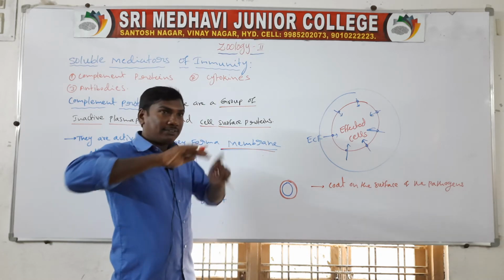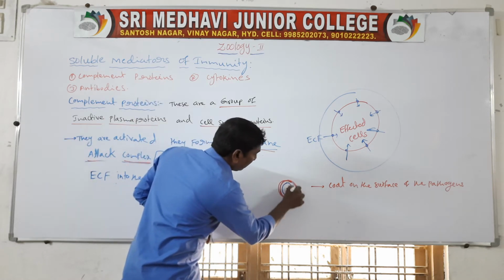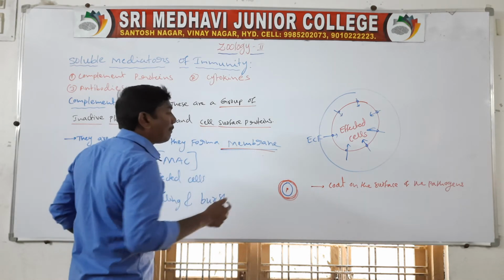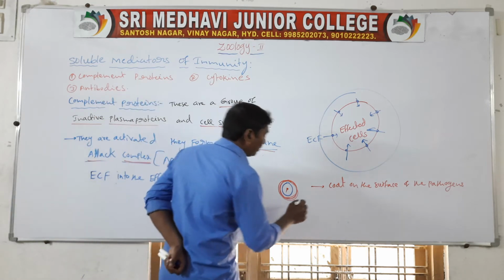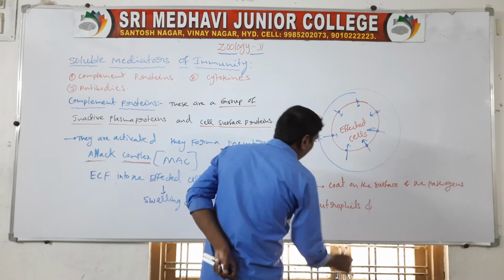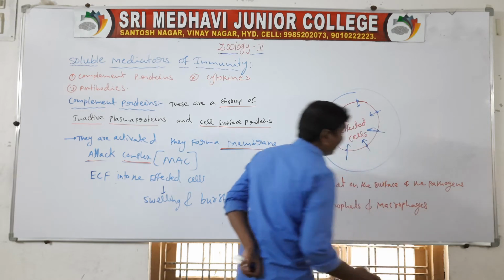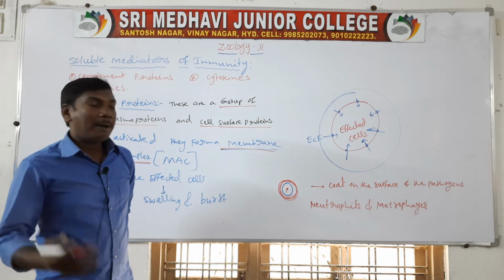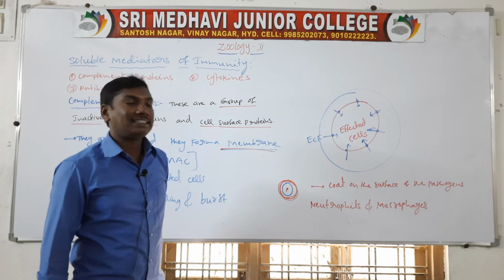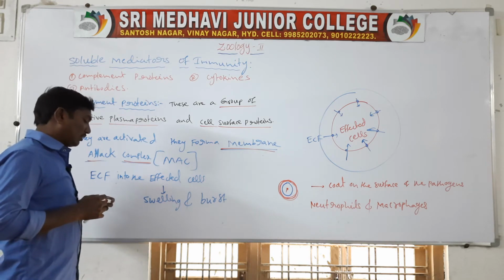Once the coat has formed on the pathogen, it attracts neutrophils and macrophages. These cells are phagocytes, which eat the foreign particles. So these are called complement proteins.